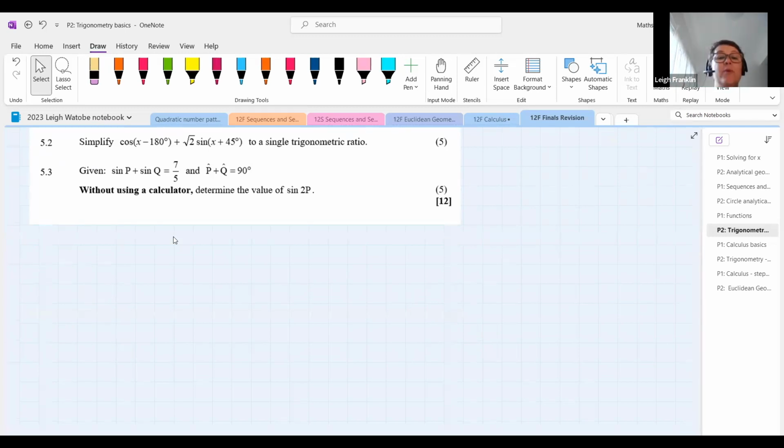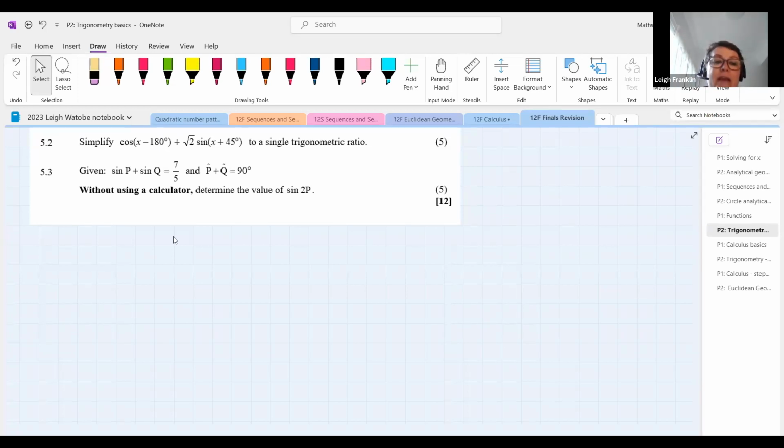In 5.3, they give us sine p plus sine q is 7 over 5. Then they tell us that p plus q is 90. Now that's really important.